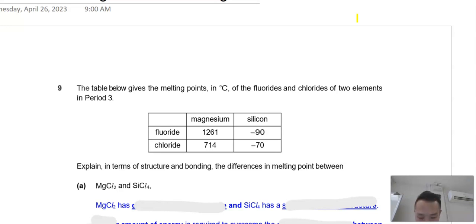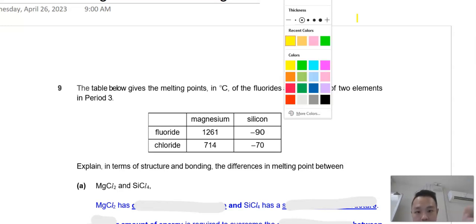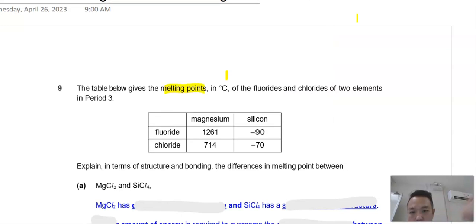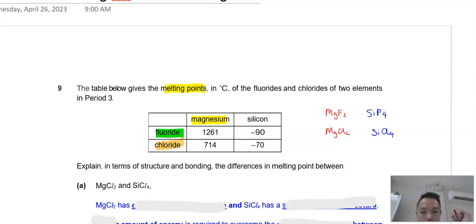Okay, question 9 of the chem bonding tutorial. We are looking at physical properties again, on melting points of chlorides and fluorides of two elements. So when you take a look at magnesium, in the case of fluoride and chloride, basically we have MgF2, MgCl2, SiF4 and SiCl4.